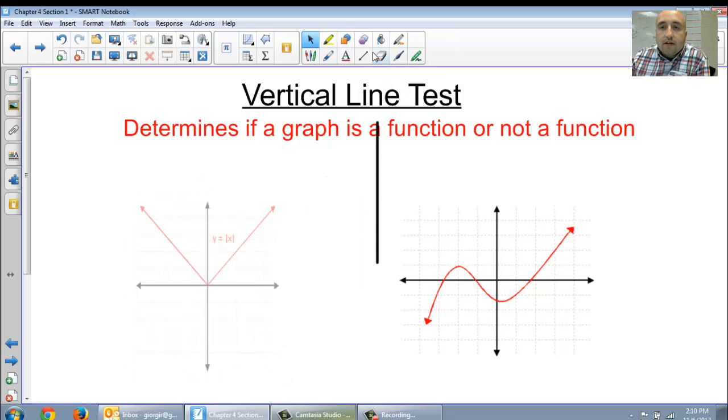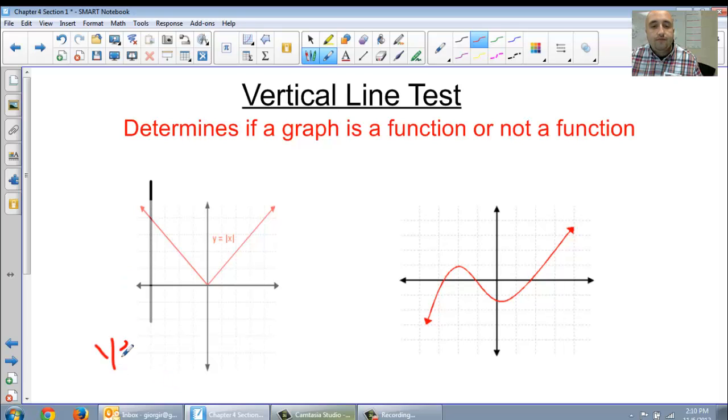All right, so that's a little bit better. I can at least view this now. All right, so I'm going to take a vertical line and drag it across my graph. Hopefully you can see this. Will this vertical line that I'm shaking ever touch the red line at more than one point at a time? Okay, so it's only touching once, and it only touches once everywhere. As long as it only touches that red line once at a time, it is a function. So yes, this is a function.